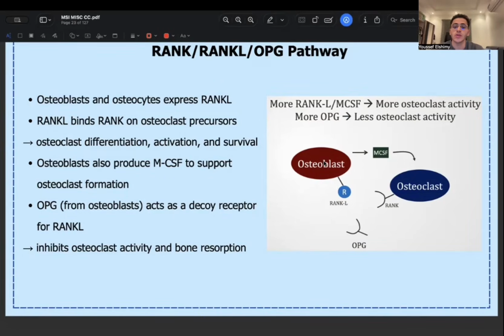This is very important. So osteoblasts and osteocytes express RANK ligand, and this binds to RANK. Whenever they bind to the RANK receptor on osteoclasts, they activate osteoclasts. We have also the MCSF, which also activates. On the other side, we have the OPG, which is also secreted by osteoblasts. This OPG acts as a decoy receptor in order to bind to the RANK ligand, to prevent RANK ligand from binding to the RANK receptor on osteoclasts. By doing that, this would lead to less osteoclast activity.